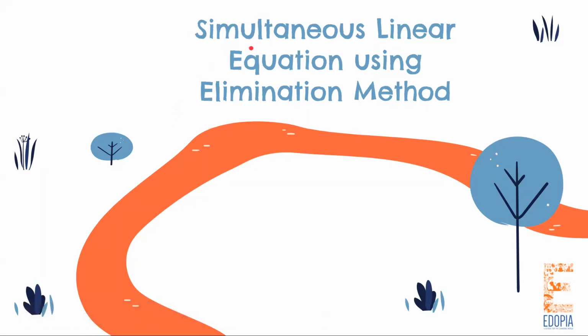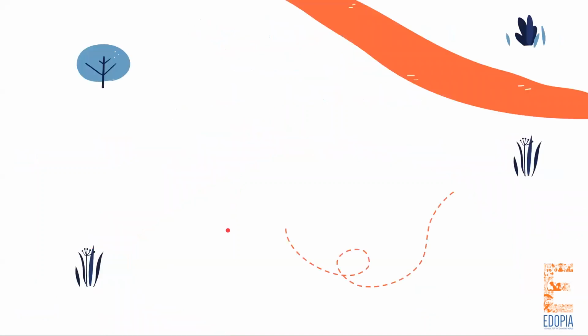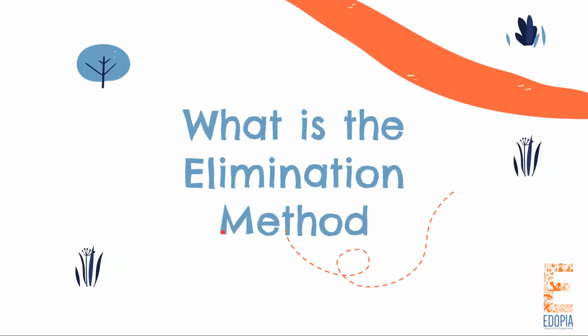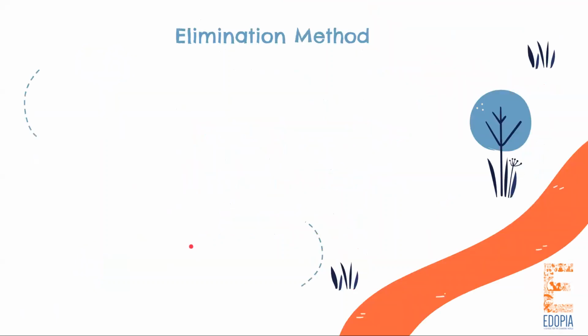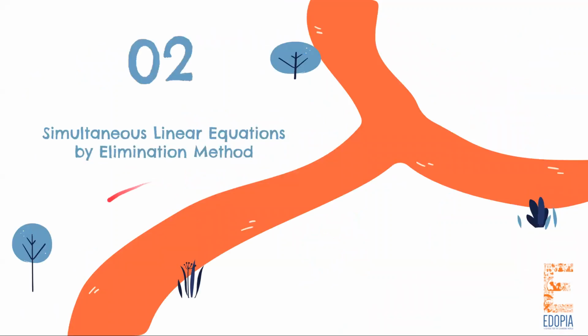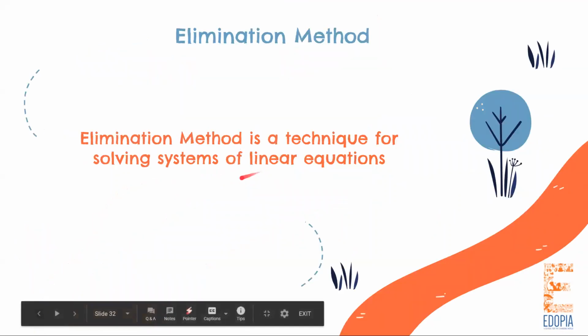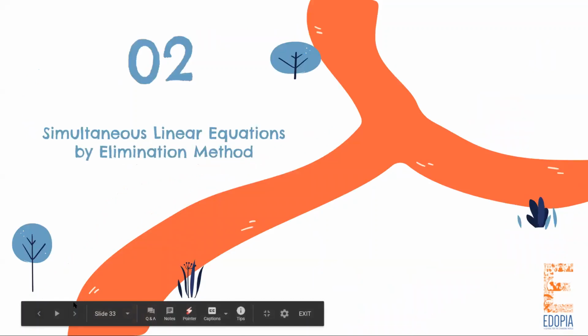Hello everyone. In this lesson, we are going to learn about simultaneous linear equations by using the elimination method. What is the elimination method? The elimination method is a technique in which we eliminate one of the variables from a set of linear equations and solve for some other variable. So elimination method is basically a technique for solving systems of linear equations. We will see in the coming example how to solve simultaneous linear equations by using the elimination method.